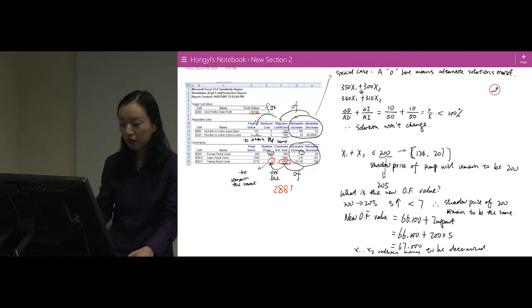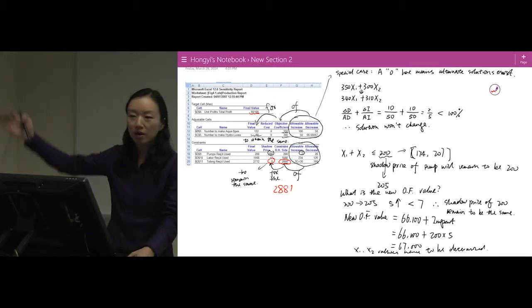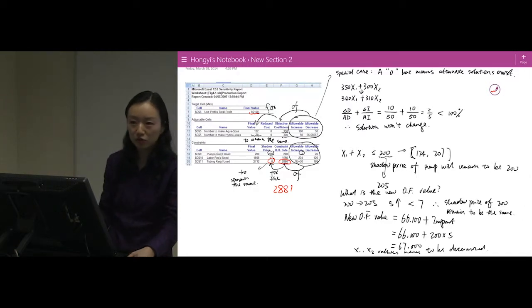By looking at this sensitivity report, we can say the shadow price is 0. That means we can increase it here to infinity. This value here represents infinity in Excel. So we can increase this right-hand side value to infinity, and the shadow price won't change because it's non-binding. You just keep increasing it, and it's not going to make any difference to your optimal solution. But if you decrease it to a certain degree, your shadow price will change.